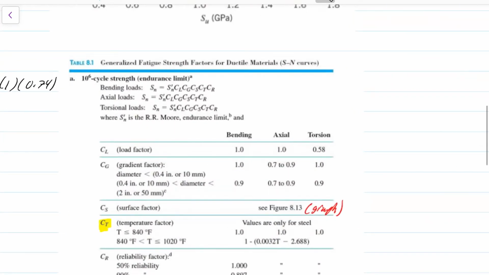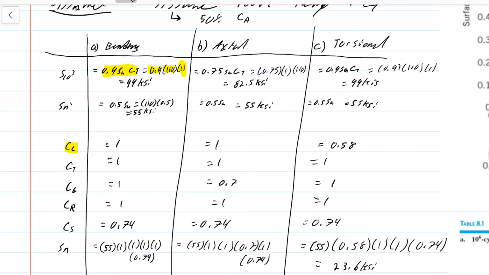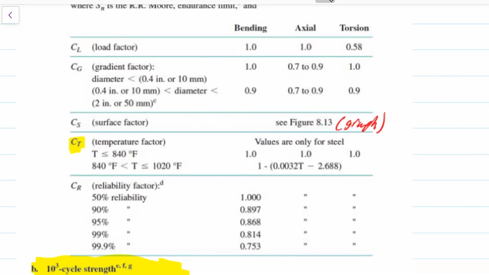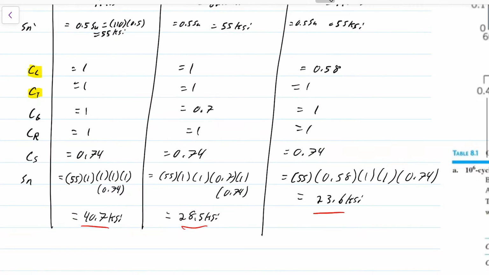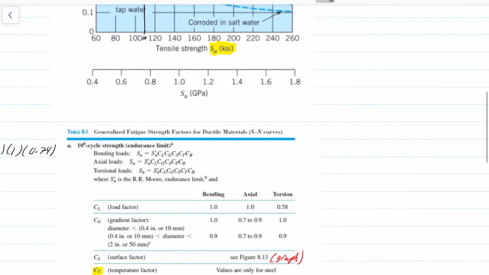Now we're going to find everything else to solve this equation. For CL, we can go back to this table, the loading factor right here. We can see that for bending it's 1, then we have 1 again, and 0.58. So we take those and put them in the table here: 1, 1, 0.58. Now we look at the next one, the temperature, which the table would tell you, but we were not given a temperature, so we assumed it was room temperature, so it was just 1. That is what we write in the table here, 1, 1, 1 for all of them.